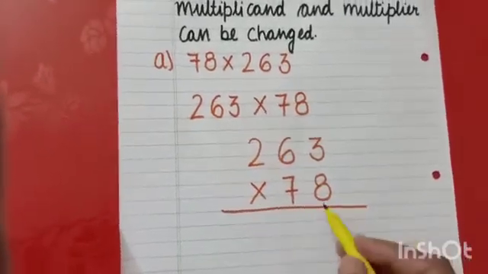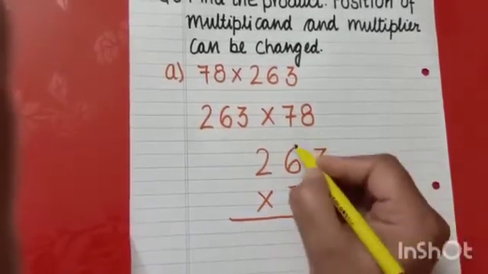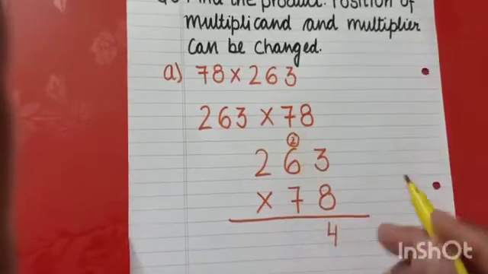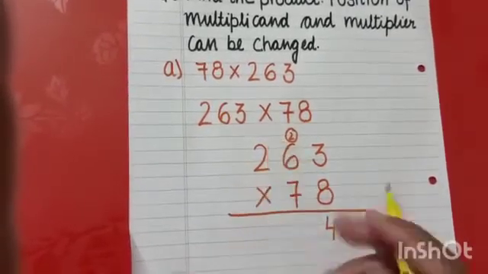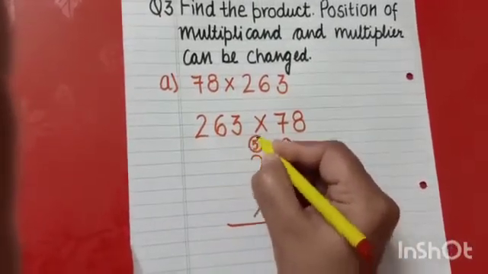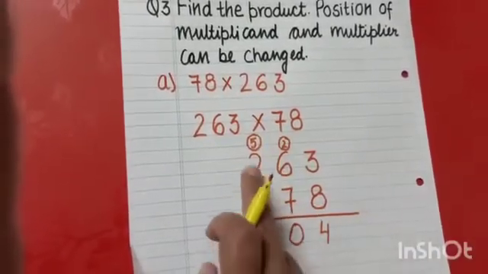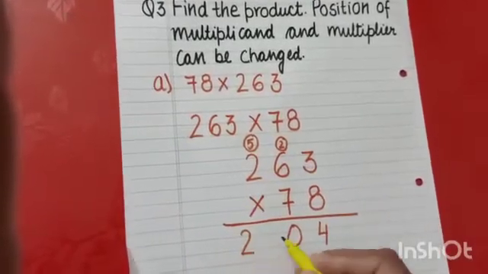So first of all, 8 3s are 24. I already told you to learn the tables. 6 8s are 48, 48 plus 2 is 50. 5 borrow. 2 8s are 16 plus 5, 16 plus 5 is 21.